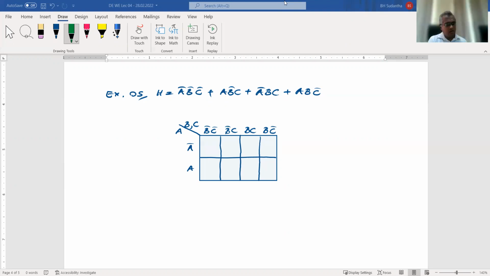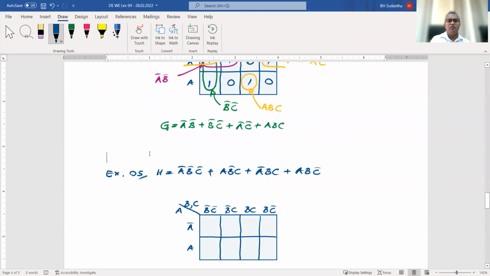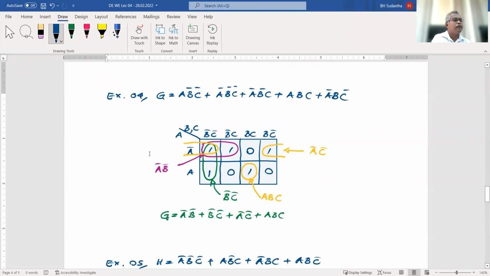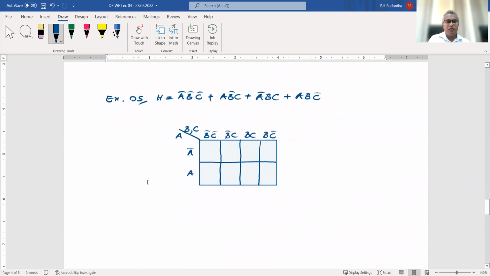But what about this one? Okay, this one. Do you mind showing the previous answer? Okay, the previous answer is this one. Okay. And this is A bar, B bar, C bar, and A, B bar, C bar, A bar, B, C, A, B, C.